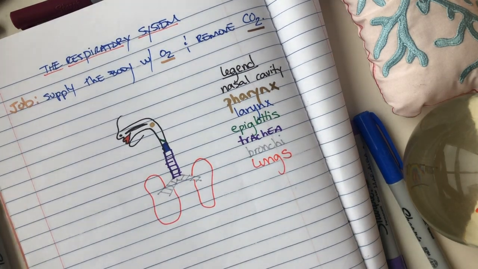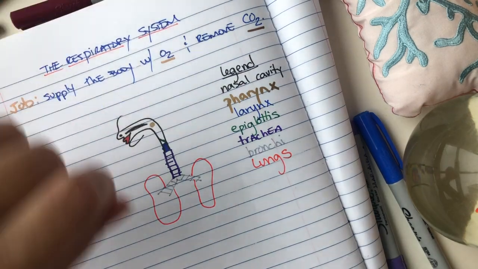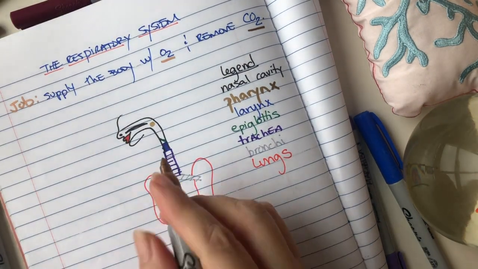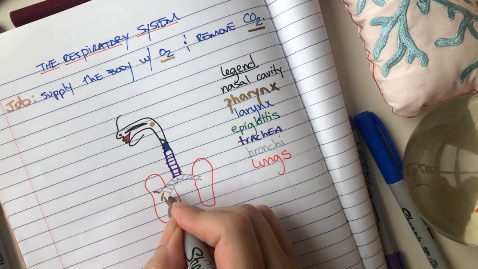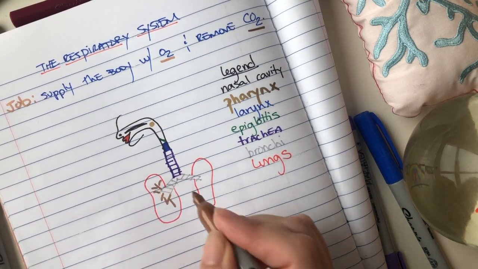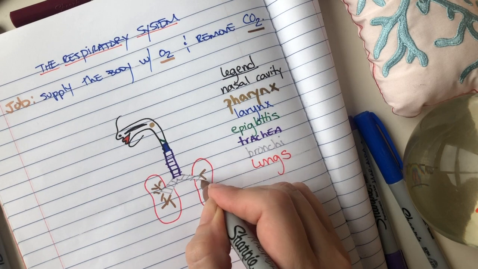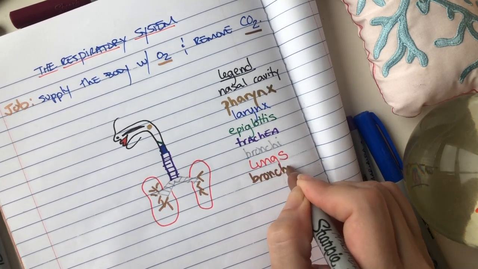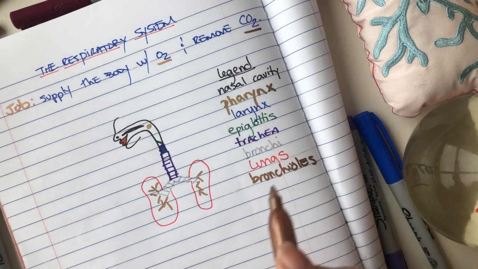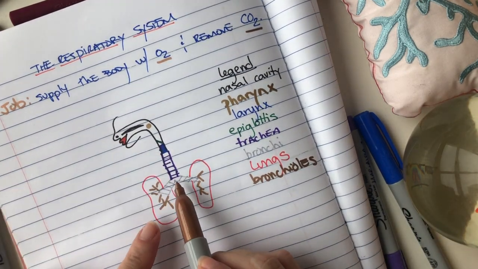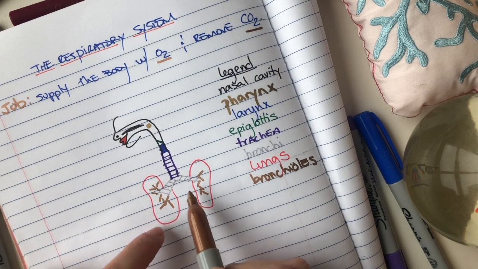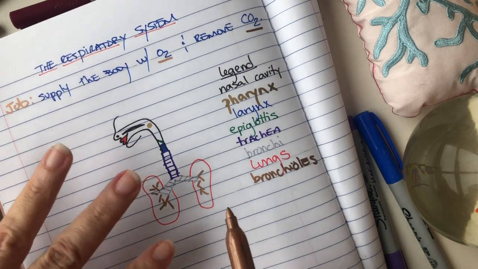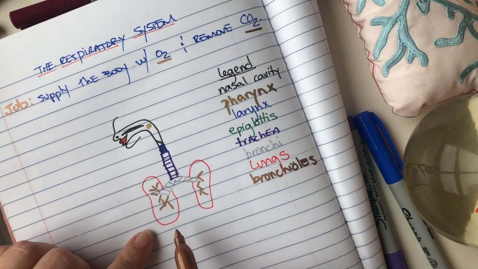From the bronchi, it actually breaks into smaller tubes called the bronchioles. So they branch out. It's like a tree. Those are the bronchioles. So we have the trachea that divides into two tubes called the bronchi, goes into the lungs, and the bronchi branch out into smaller tubes called the bronchioles.